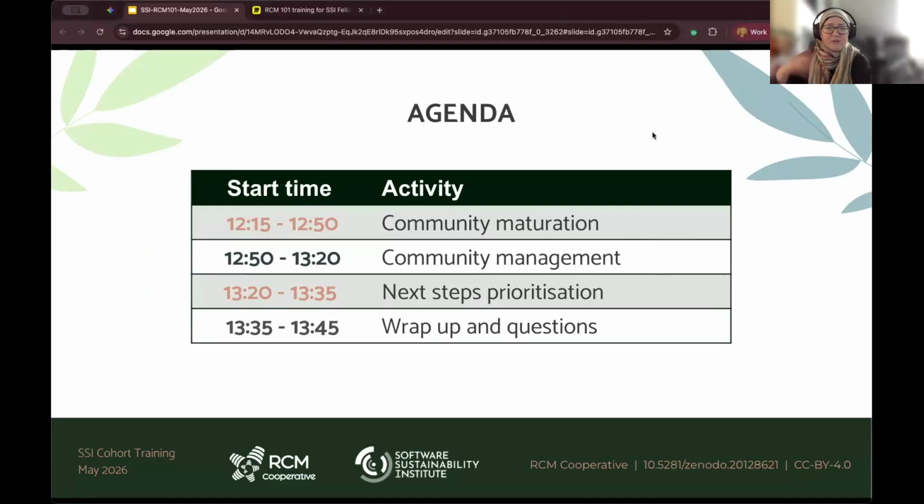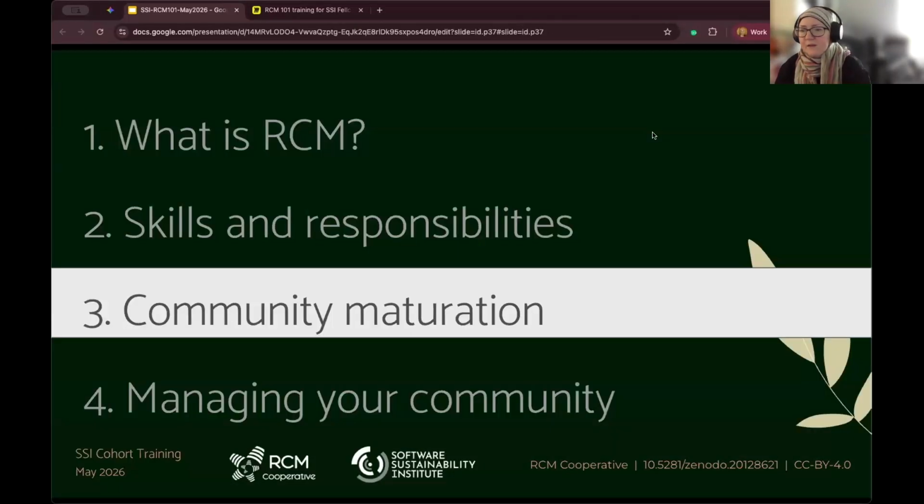So we've actually got 3 different activities, so a bit of talking, a bit of activities all the way through this one. Okay, let's get going. So we're starting with community maturation.